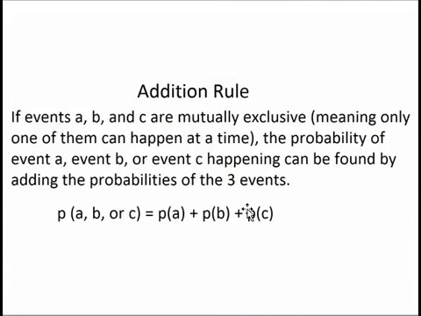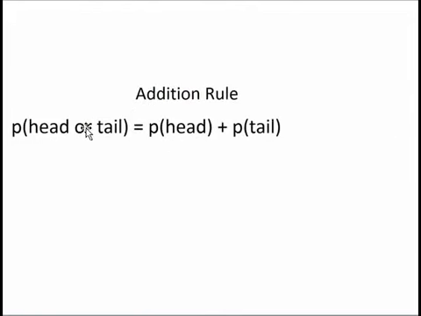Now that we've gone over the addition rule for both two events and for three events, let's go through some examples of using the addition rule. First, let's use the addition rule to find the probability of getting a head or a tail when a coin is flipped. We said that if you flip a coin, heads and tails are mutually exclusive events because when you flip a coin, you either get a head or a tail. You either get one or the other, and you can't get both a head and a tail. So, since these two events are mutually exclusive, we can use the addition rule to get the answer.